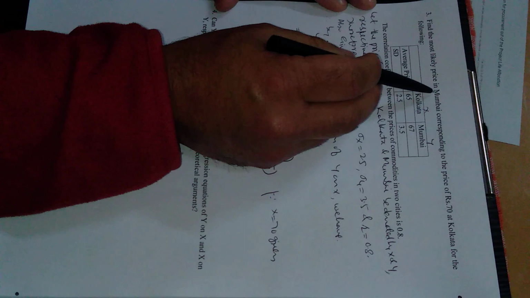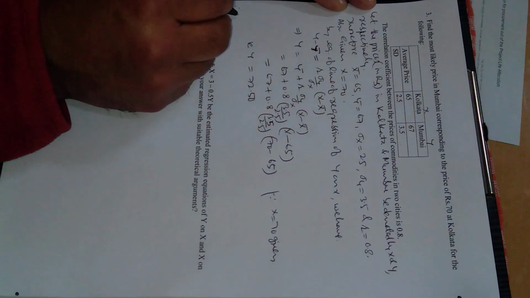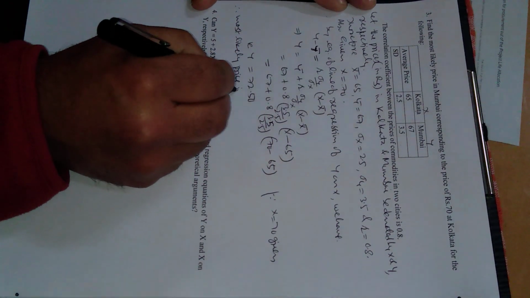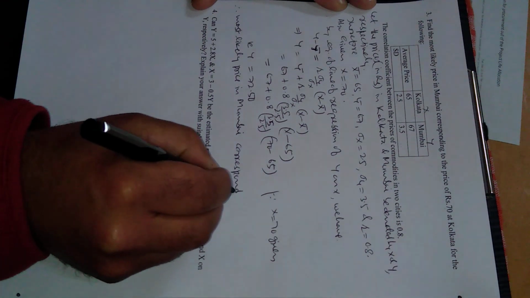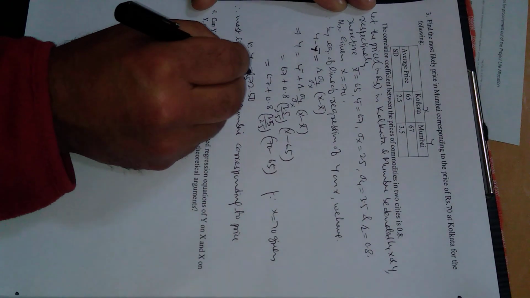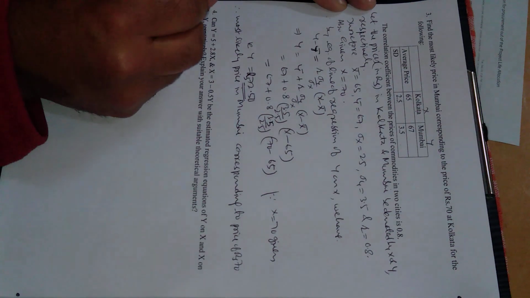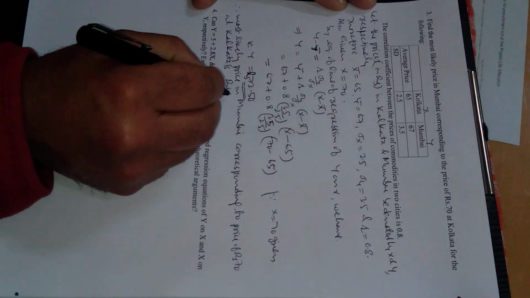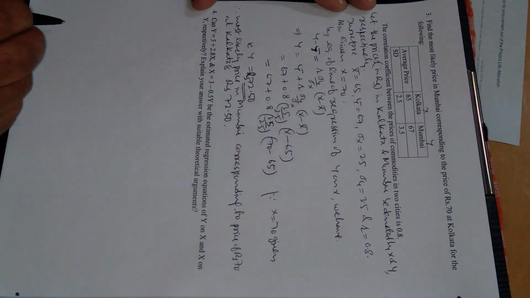So what does this mean? We have to find the most likely price in Mumbai corresponding to a price of 70 rupees at Kolkata. Therefore, the most likely price in Mumbai, corresponding to a price of 70 rupees at Kolkata, is rupees 72 and a half, 72.5. This is what we wanted to find.